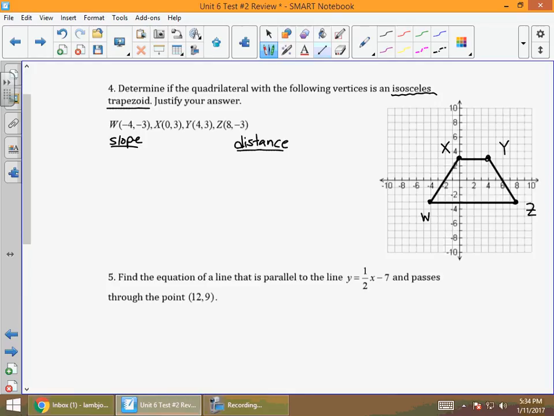Okay, so I'm going to look at the top and the bottom. They look to be parallel, so I'm going to compare XY, which has a slope of 0/4, with WZ, which has a rise of 0 and a run of 12. I believe that's 12. Yeah, that's 12. Okay. And 0 divided by 4 is 0. And 0 divided by 12 is also 0. So that means that these two lines are, in fact, parallel.